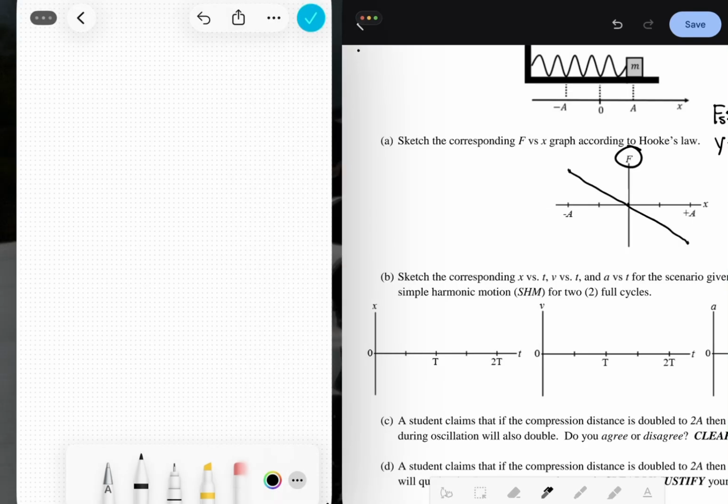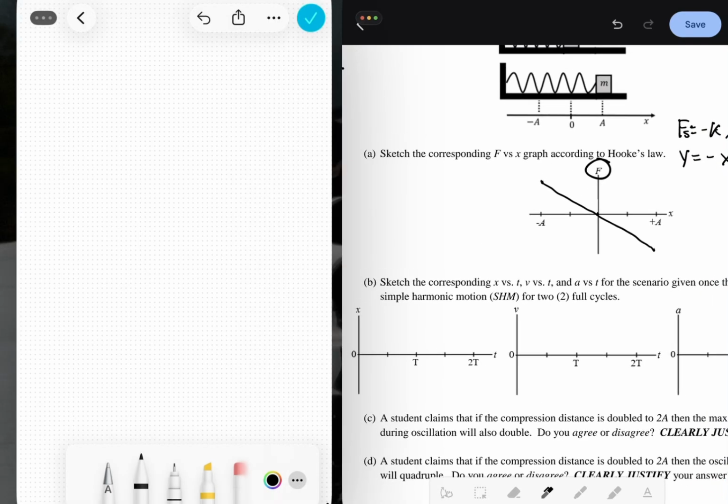For part B, on the xt graph, it will start at negative A, which is here, and it's gonna go to peak and go back down, and it's gonna be a cosine graph.